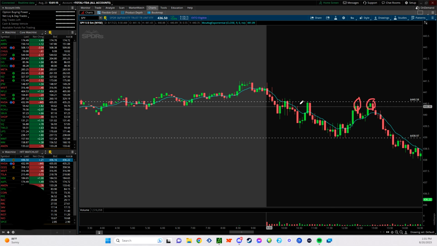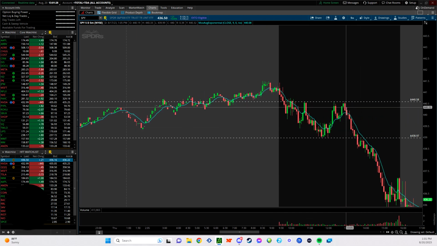Once I see that we're not holding this level 1, 2, 3 times, I'm saying, okay, the market's looking weak. I want to play the downside. Now I'm just waiting for my entry point, which is below the 9 EMA. Once I'm waiting for this to reject, I take my entry on this candle, right?